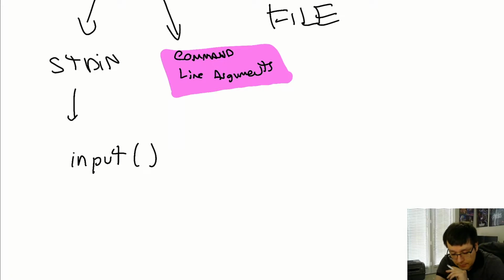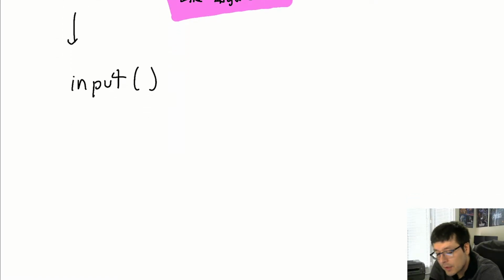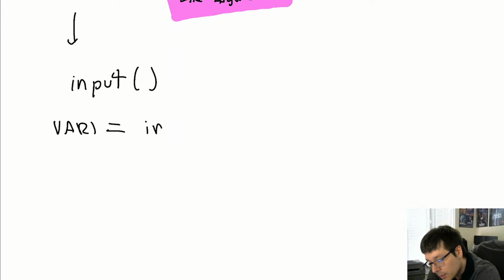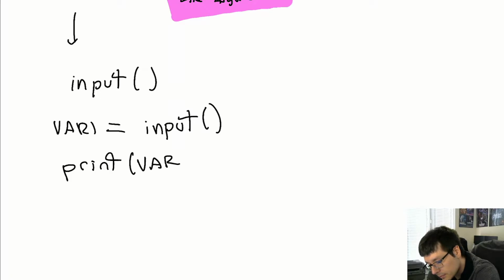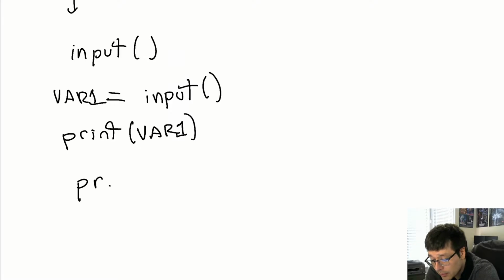So as an example of that, I'm going to create a variable, call it var1, and I'm going to assign what input returns, like that, okay? But then I'm going to print it out, like that, okay? Now I could have combined these two lines by saying print input, but I think that might confuse you more than help you, so we'll get rid of that.